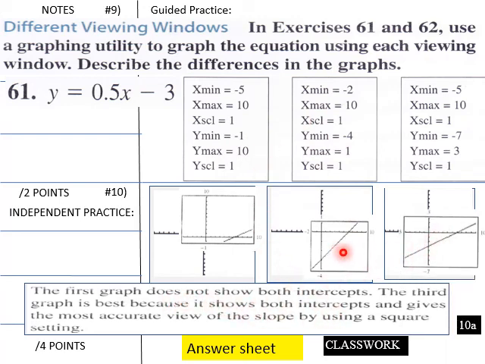They say this is the best because you get more of a perspective over here, it pulls that in more.